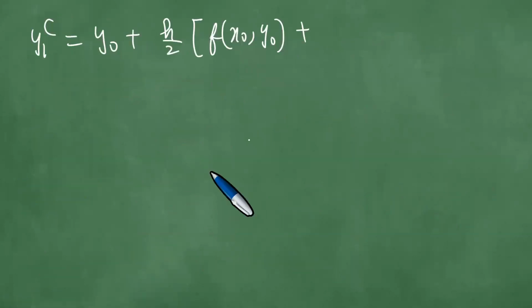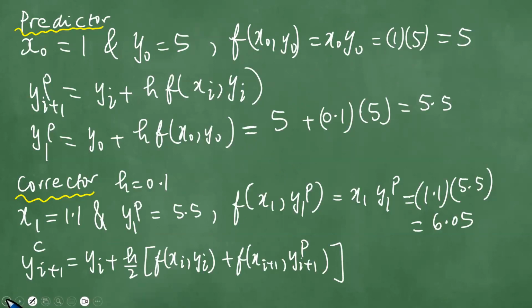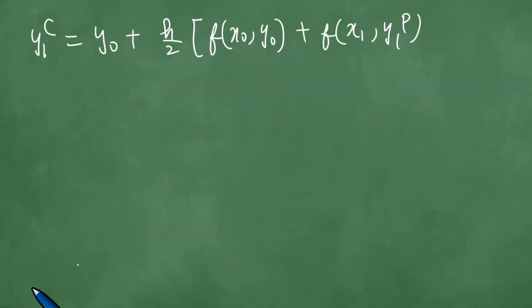Yes, it's going to be x1. Okay, x1, then Y1 predictor. Y1 predictor, then you close. So, which means that you have Y1. Then what is Y0?